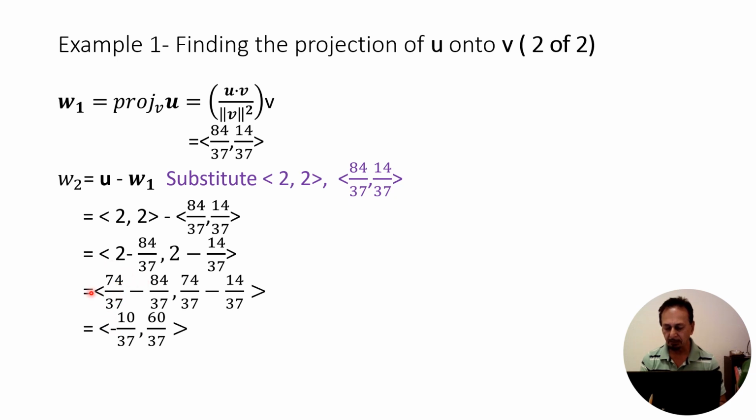Now in order to subtract, the LCD is 37, so we convert 2 into 74 over 37. In other words, multiply 2 with 37 and divide by 37. So now they have the same denominator. Similarly, multiply 2 with 37 and divide by 37, and this will become 74 over 37 minus 14 over 37. Now we can subtract: 74 minus 84 is minus 10 over 37 comma, 74 minus 14 is 60 over 37. So that's the W2 vector.